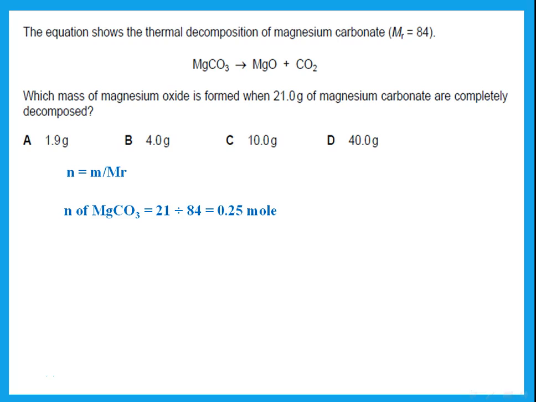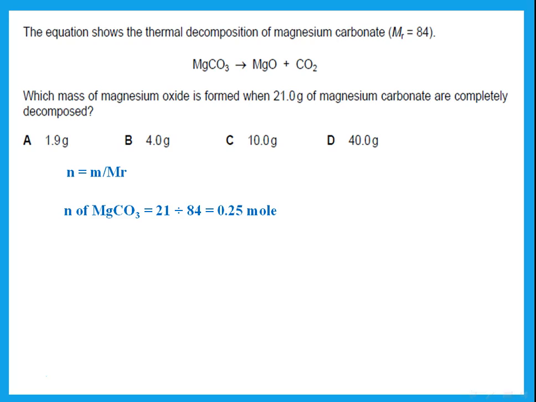Notice that sometimes he gives you a value for the molecular mass, so you don't need to sit down and calculate the molecular mass. If he doesn't give it to you, fine, but if he gives it to you, please use it. So before you sit down and calculate, check, did he give me the MR or not, so that you don't waste time doing the molecular mass. So here he says the molecular mass is 84. You divide the mass over the molecular mass, you get 0.25 mole of magnesium carbonate.